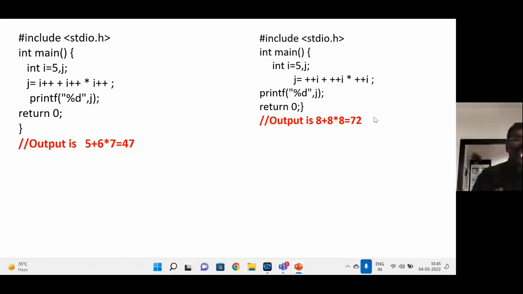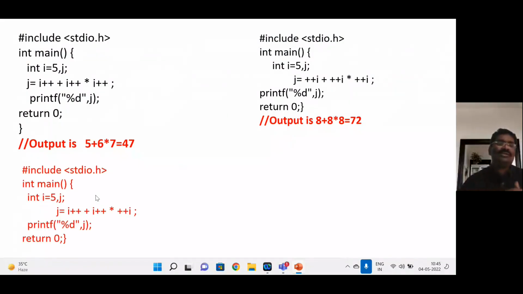You see that? In the same program, instead of using post increment, when you use pre-increment, the result is different. In the post increment we got 47. In the pre-increment, you got 72. Both are not the same. I think you understood. So next, another question.